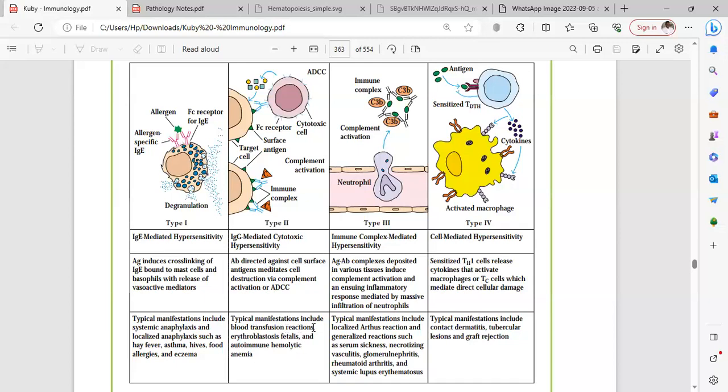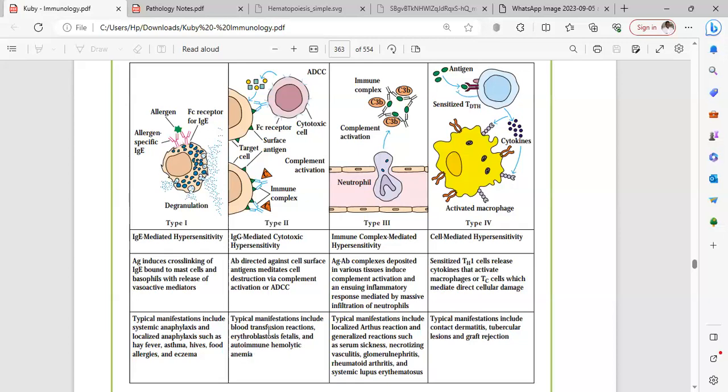So the typical manifestations include blood transfusion reactions, such as when you are blood group B positive and you are given a blood transfusion of another blood group, which then leads to transfusion reactions. Then erythroblastosis fetalis, which is a fatal reaction that mostly occurs in young ones, who die out of this. And then we have autoimmune hemolytic anemia.